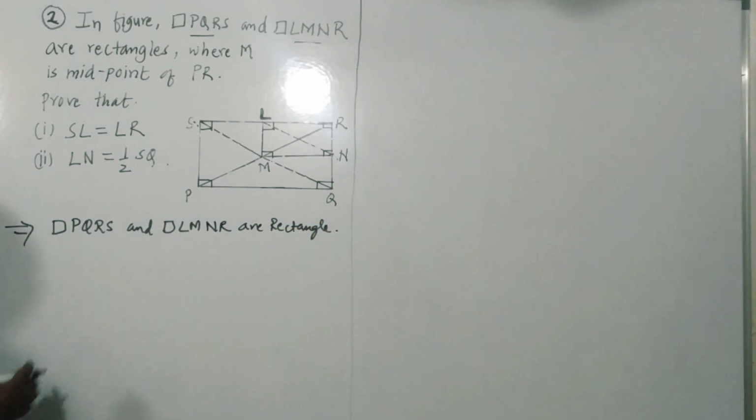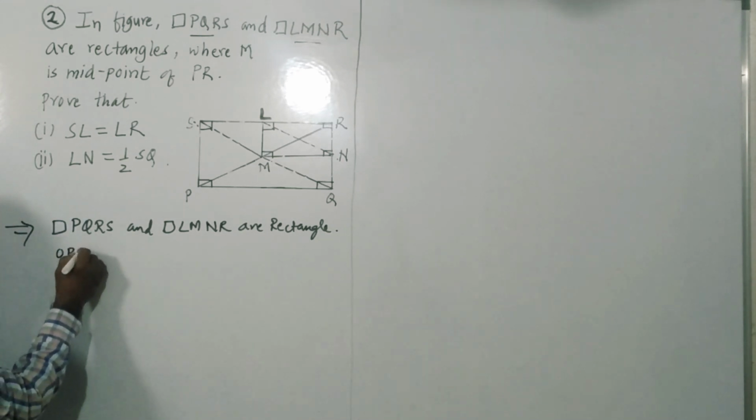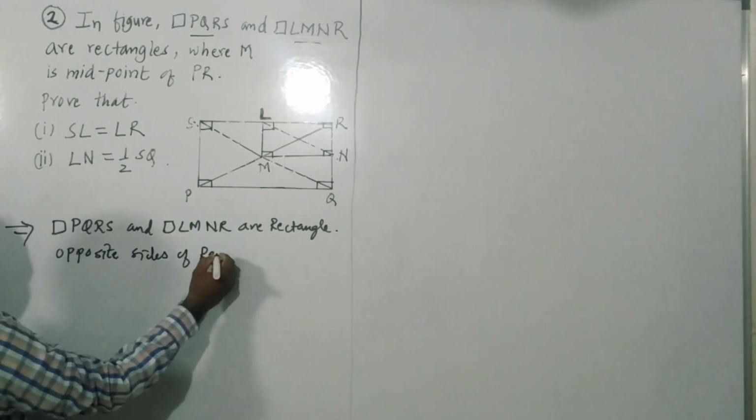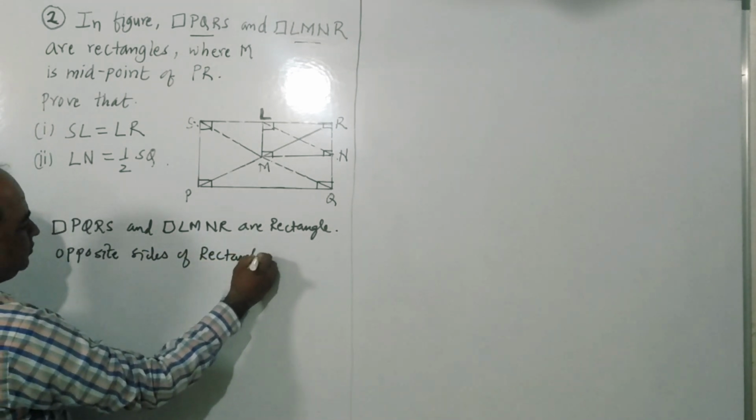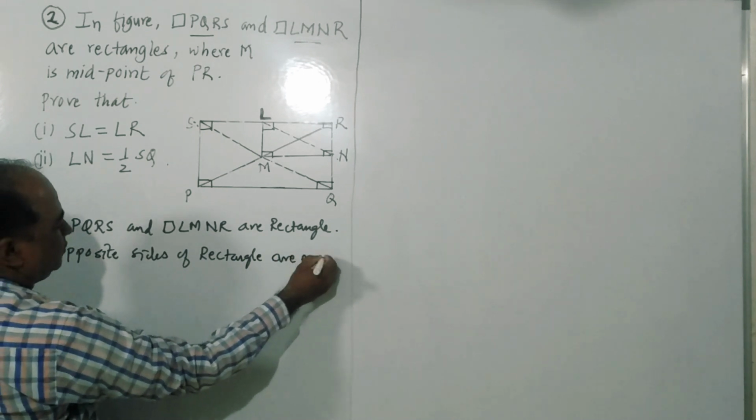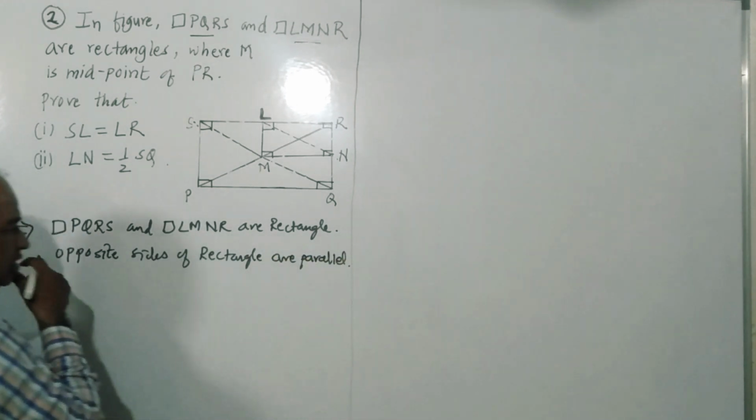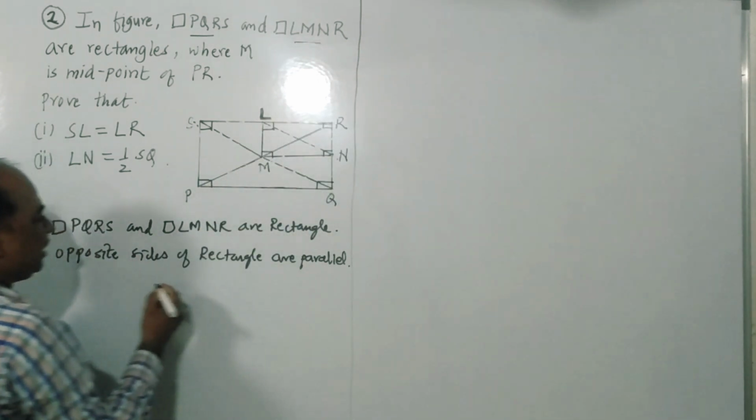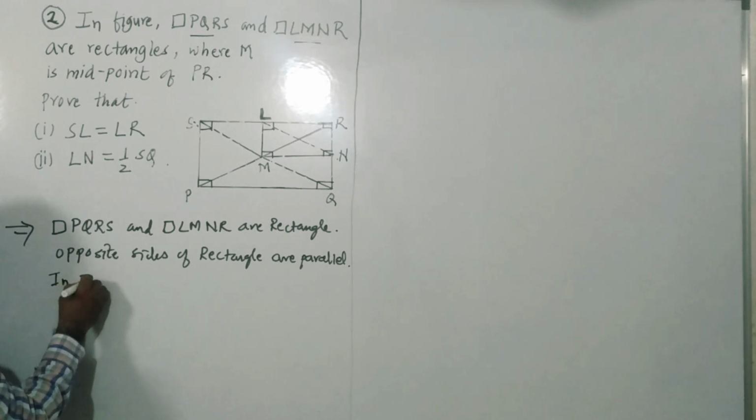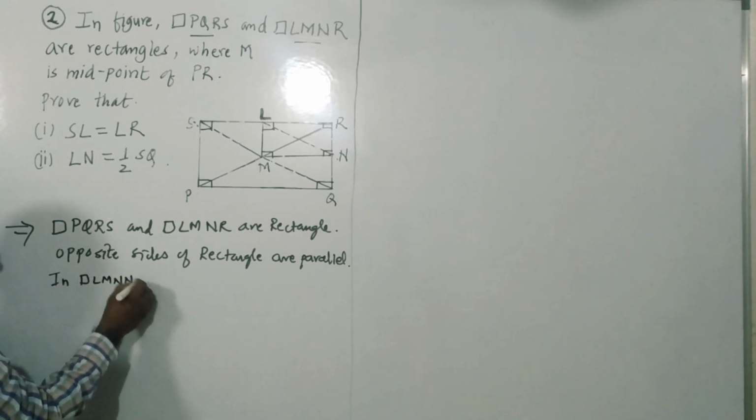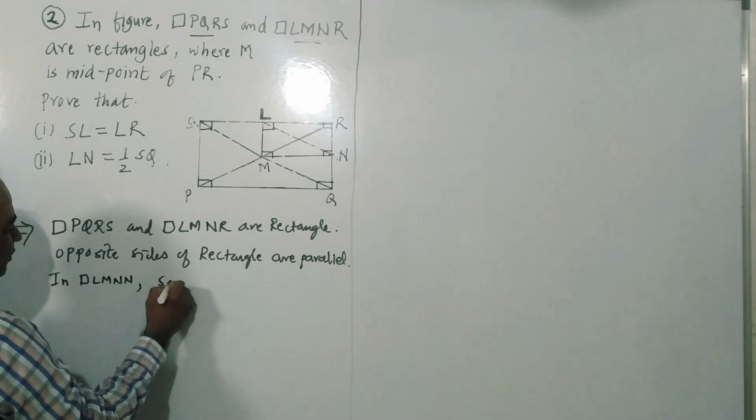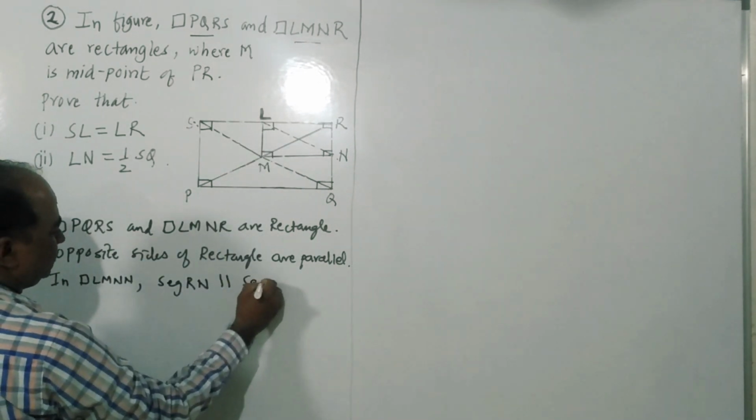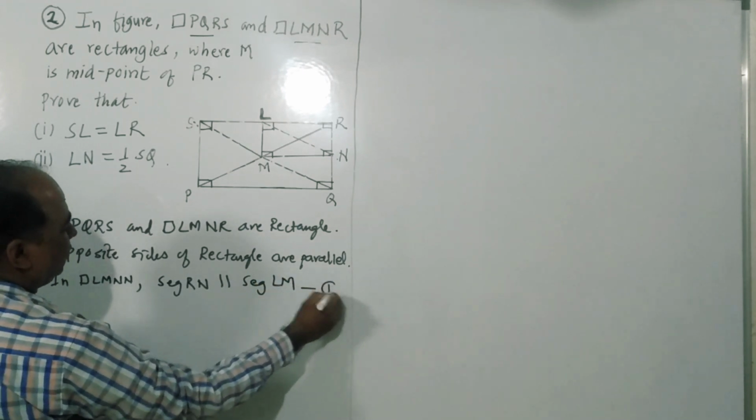Therefore, by the property of a rectangle, opposite sides of a rectangle are parallel. Therefore, in rectangle LMNR, segment RN is parallel to segment LM. Number 1.